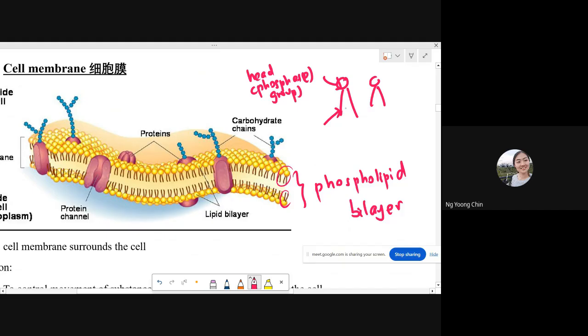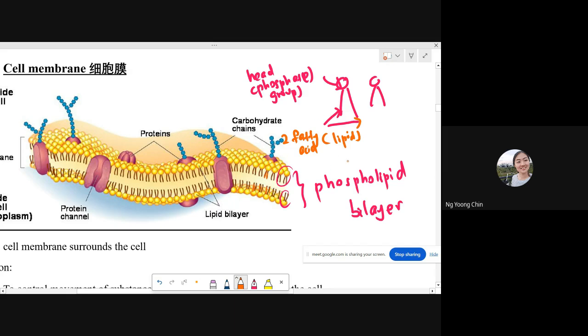And then the tail, there are two tails, right? You can see each of them has two tails. The tails are comprised of two fatty acids. These two fatty acids we call lipid. They belong to lipid. So this is why they are called phospholipid, because the head contains the phosphate group and the tail contains the lipid.